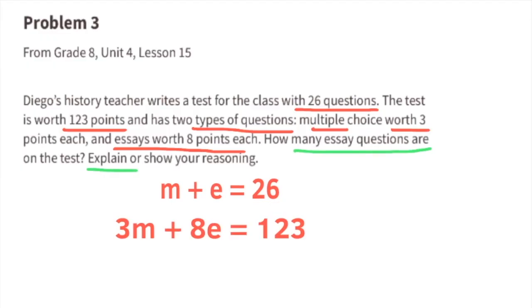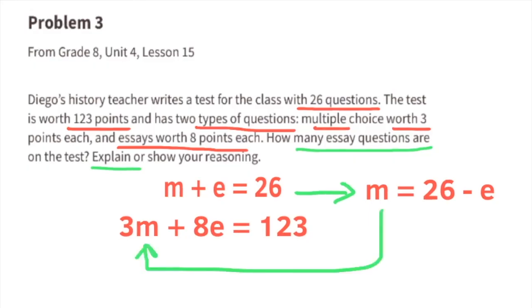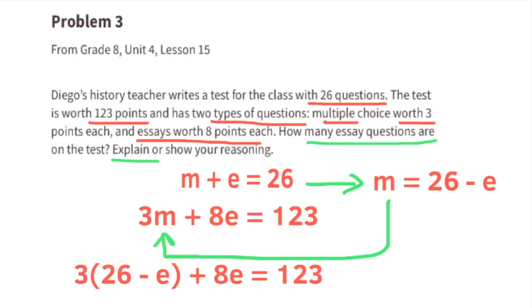Let's solve for m in this first equation. We can do that by subtracting e from both sides. M equals 26 minus e. So now that we know what m equals, we can substitute 26 minus e where the m is in this second equation. The new equation reads 3 times (26 minus e) plus 8e equals 123.